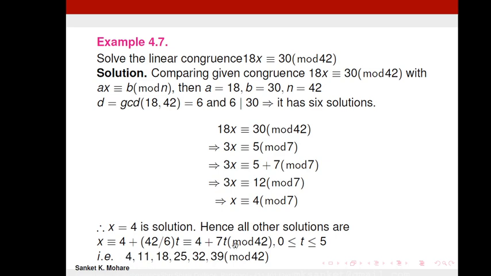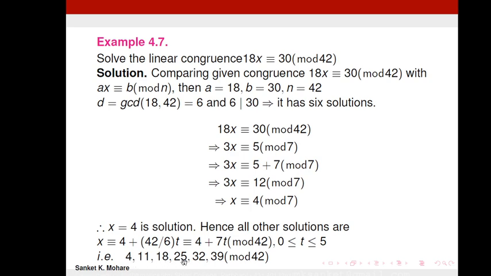For t equal to 1, x is equal to 11. For t equal to 2, the value of x is 18. For t equal to 3, the value of x is 25. For t equal to 4, the value of x is 32. For t equal to 5, the value of x is 39. So these are all the other solutions, which are mutually incongruent solutions modulo 42. So how many solutions did we obtain?